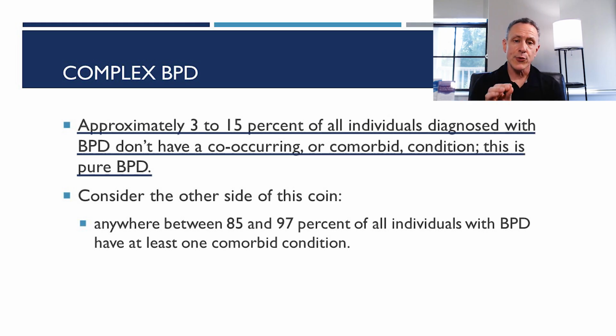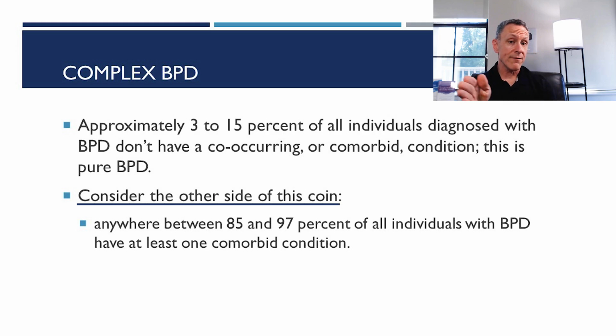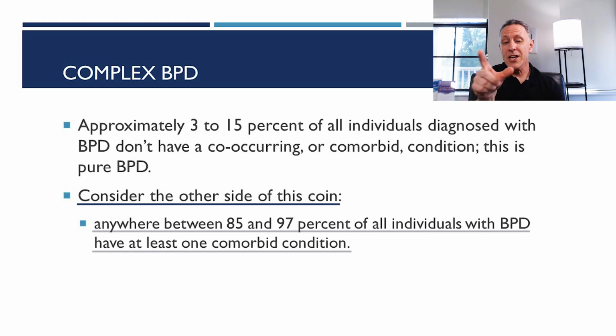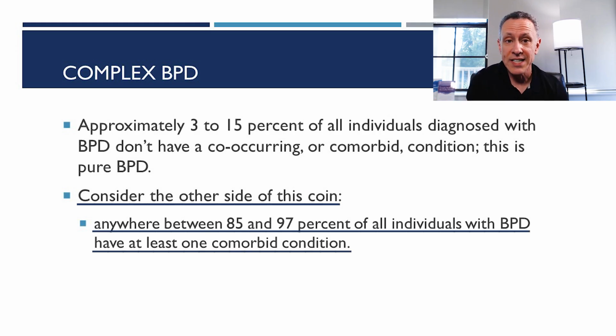So approximately 3 to 15% of all individuals diagnosed with BPD don't have a co-occurring condition or comorbid condition. This is what's called pure BPD. When it's only the personality disorder, it's called pure. But the other side of this coin, because we have 3 to 15% is pure, the other side is 85 to 97% of all individuals with BPD have at least one comorbid condition.